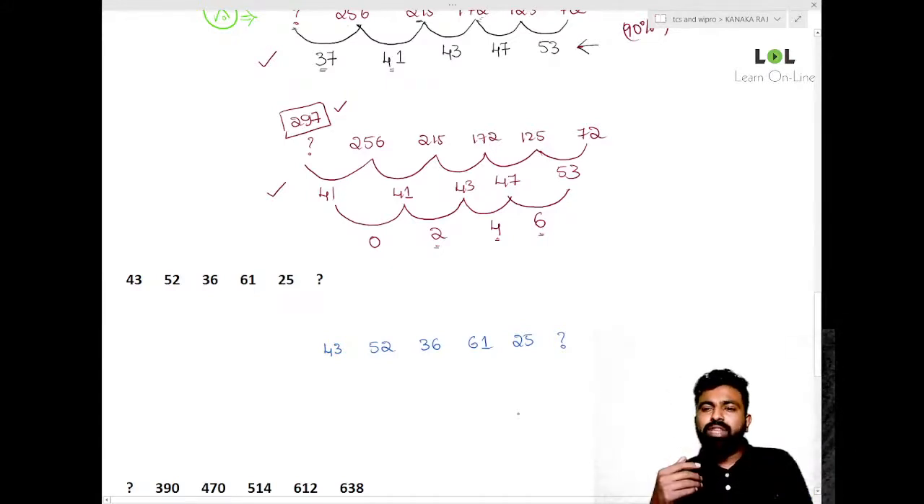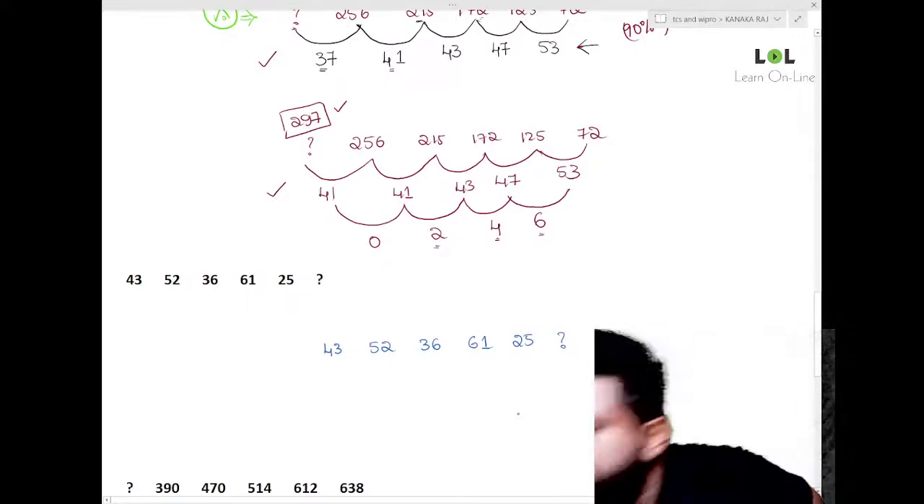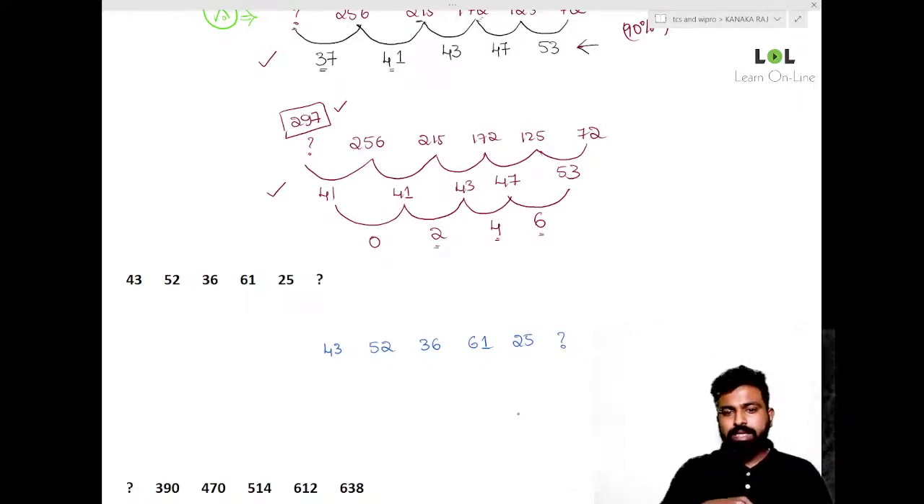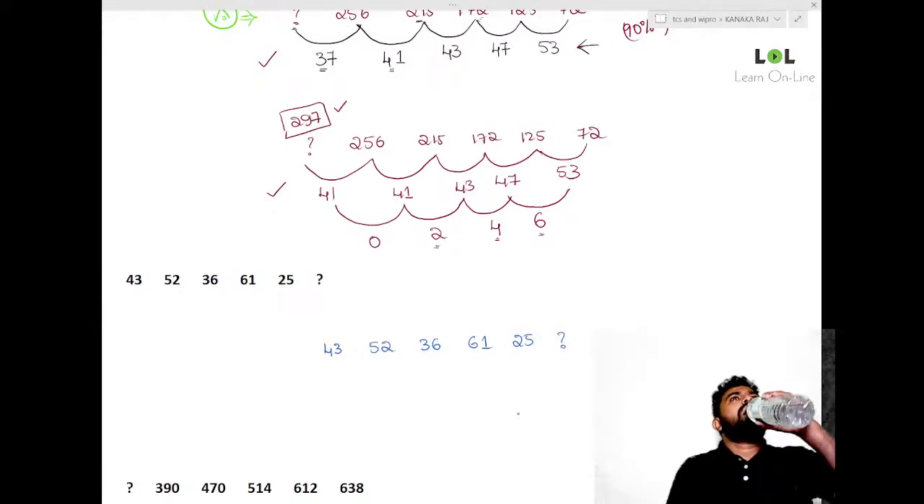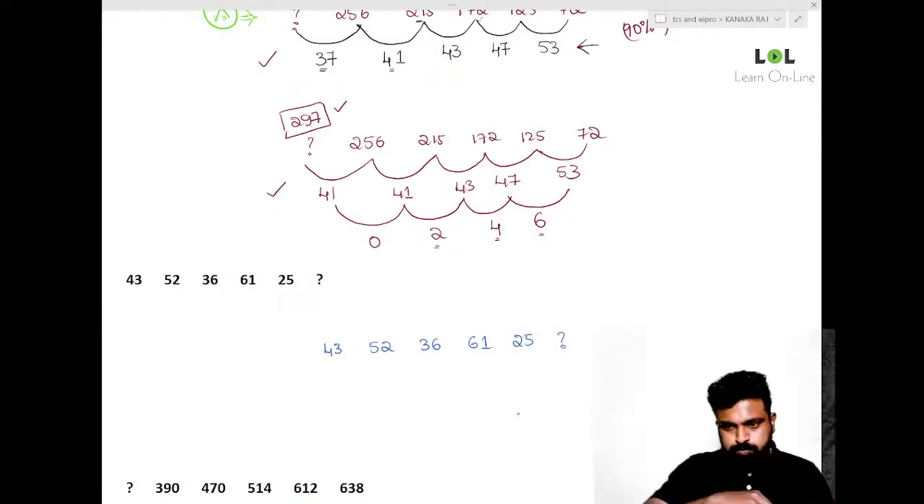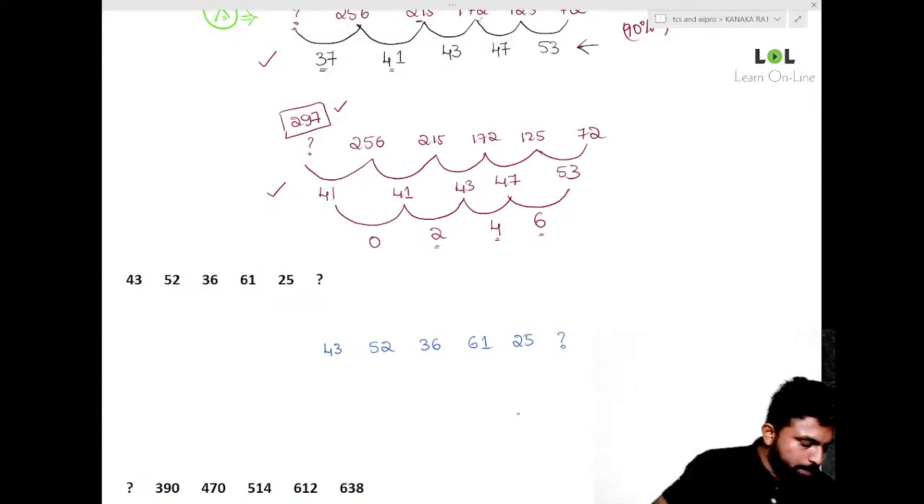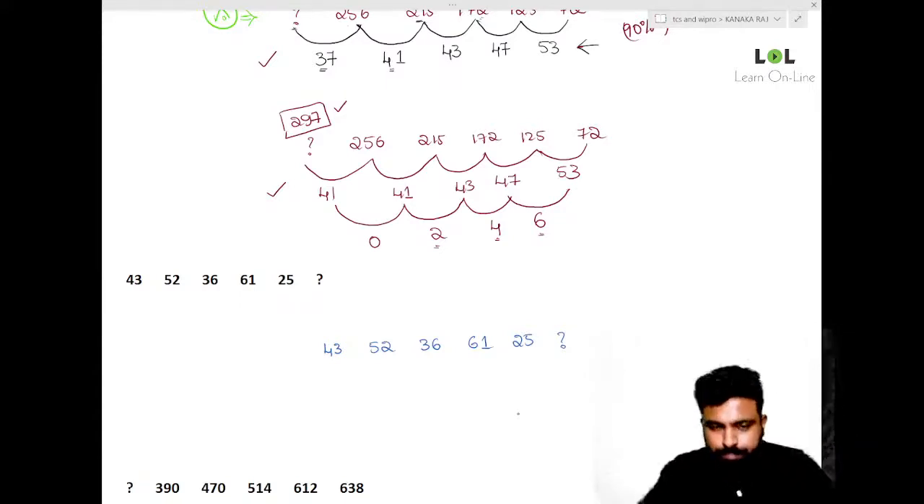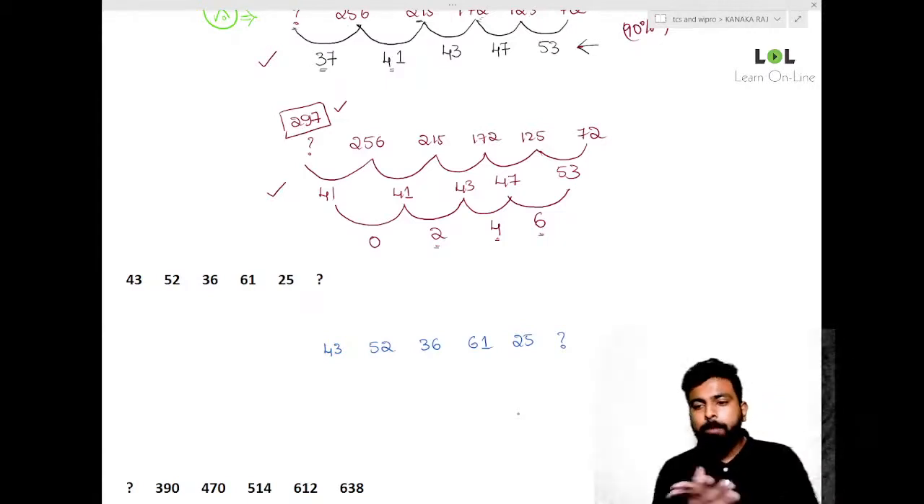Let us see how many of you can come up with the right answer here. 74. Yes, perfect, Sangra. How did you get the answer? Yes, Chandana, the answer is 74. But then, how did you get 74 as the answer?